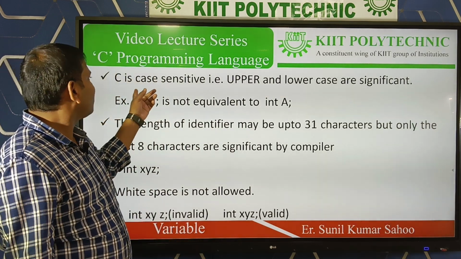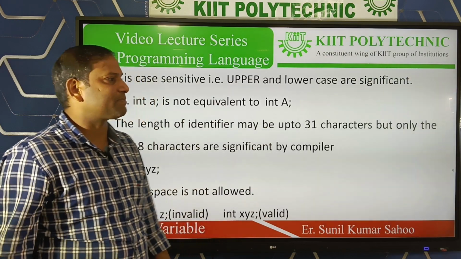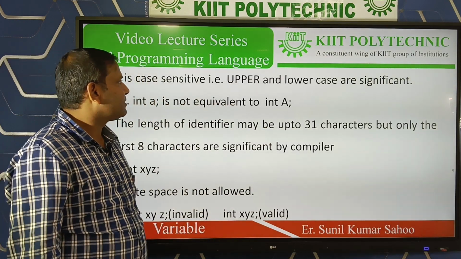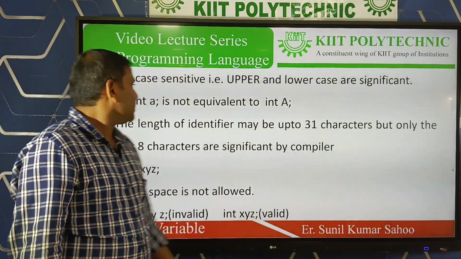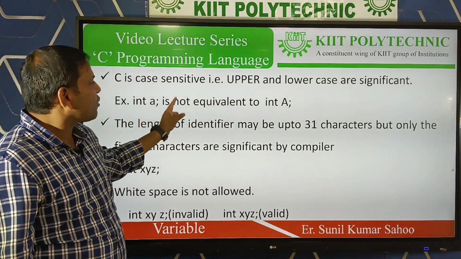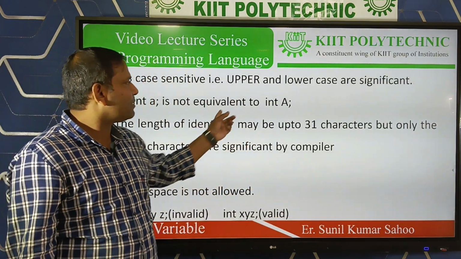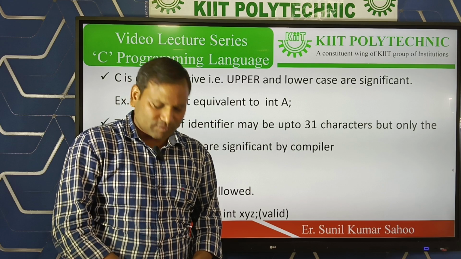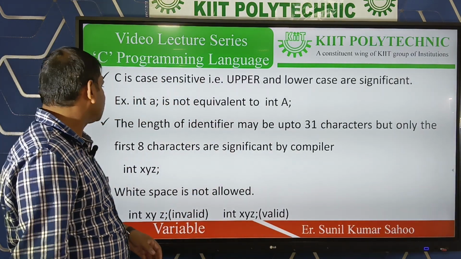Here I have also mentioned that C is case sensitive. In the previous slide I already explained that C is case sensitive because upper and lower cases are significant. Here int a is not equivalent to int capital A. Small a is not equivalent to capital A. That's why C language is a case sensitive language.